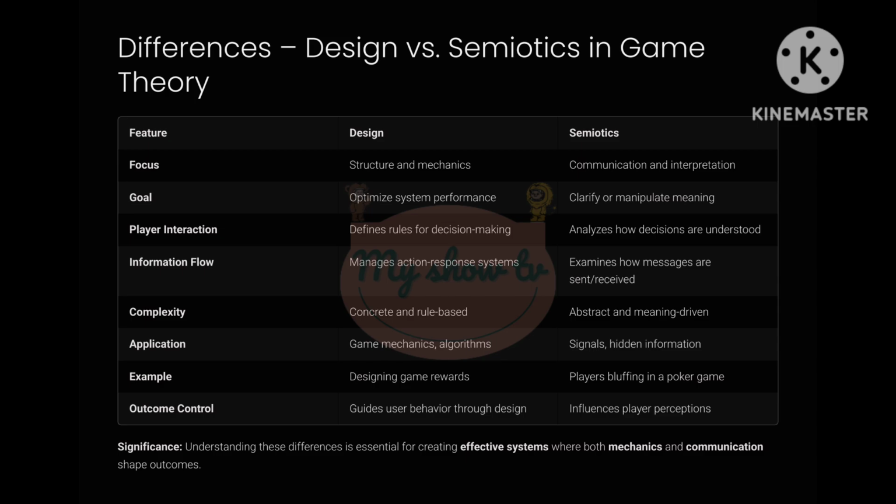5. Complexity. Design is more concrete and rule-based, while semiotics deals with abstract meaning and interpretation. 6. Application. Design applies to mechanics like algorithms, while semiotics applies to areas such as strategic signaling and hidden information. 7. Example: designing reward systems in a game reflects design, while bluffing in poker reflects semiotics. 8. Outcome control. Design structures how players interact. Semiotics shapes how they interpret these interactions. Significance. Understanding the differences helps engineers create systems where both functional mechanics and clear communication are optimized for better outcomes.